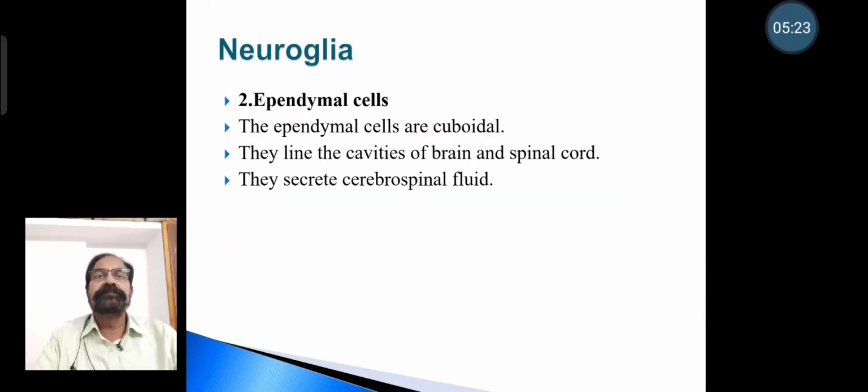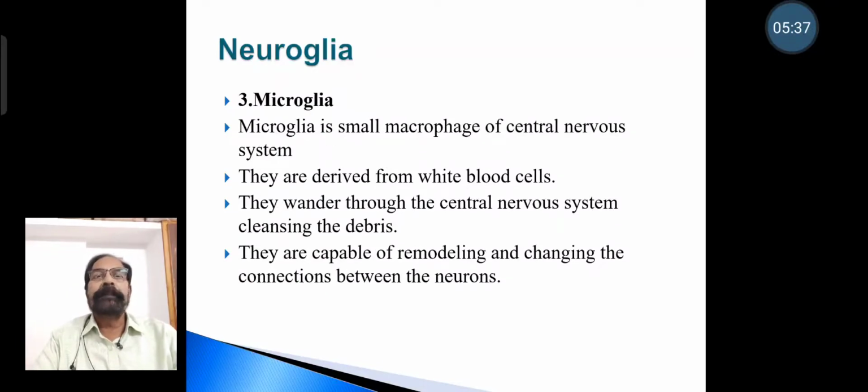Ependymal cells. Ependymal cells are cuboidal. They line the cavities of the brain and spinal cord, and they secrete cerebrospinal fluid. Microglia. Microglia is small macrophage of central nervous system. They are derived from white blood cells. They wander through the central nervous system, cleansing the debris. They are capable of remodeling and changing the connections between the neurons.